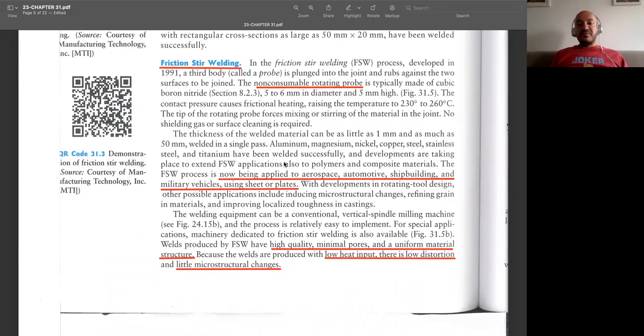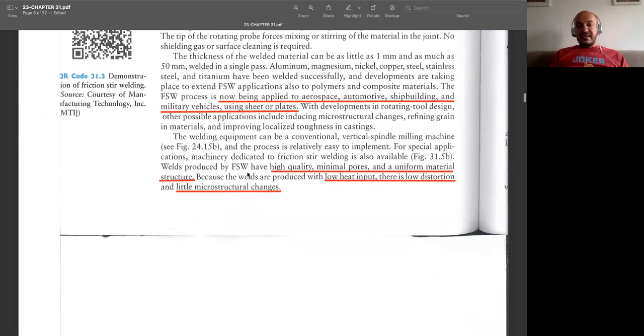There are aerospace, automotive, and shipbuilding companies using this technology. This one has less limitation, and you can even use this welding process on thinner and thicker workpieces. This process usually has high quality. We don't have much porosity inside the weld, and the material properties are quite uniform. So that's why these companies are switching to friction stir welding in some critical products.